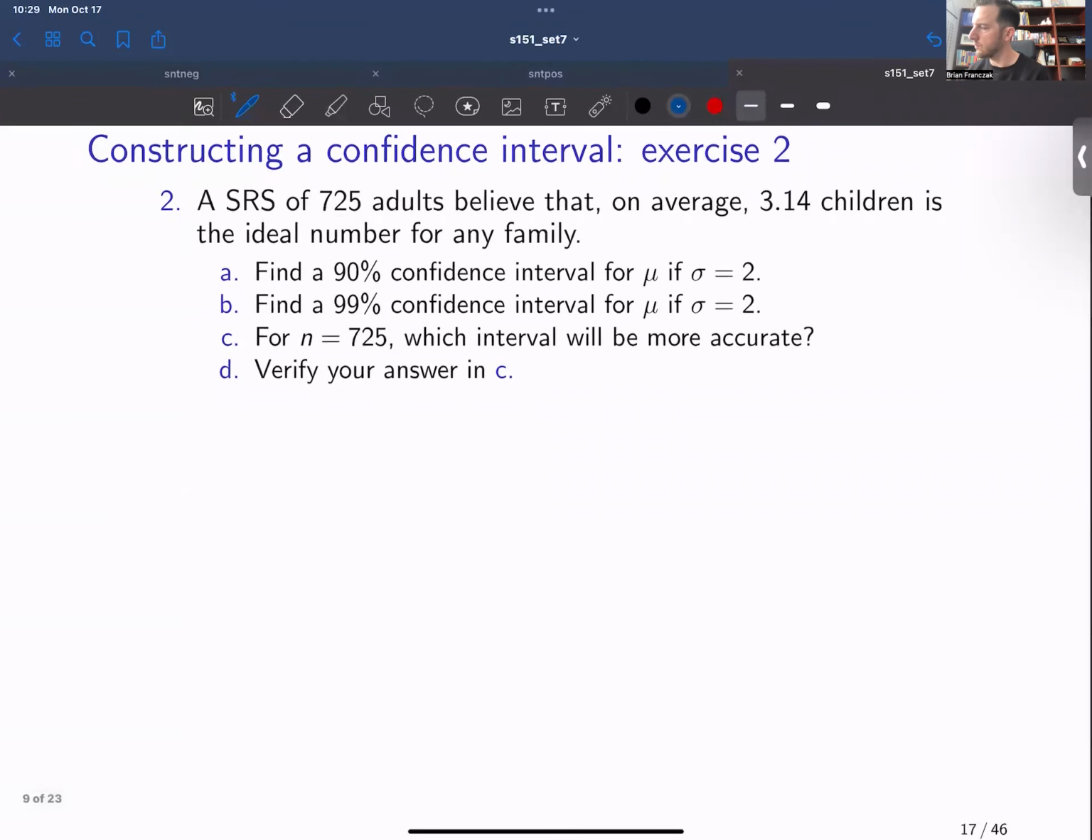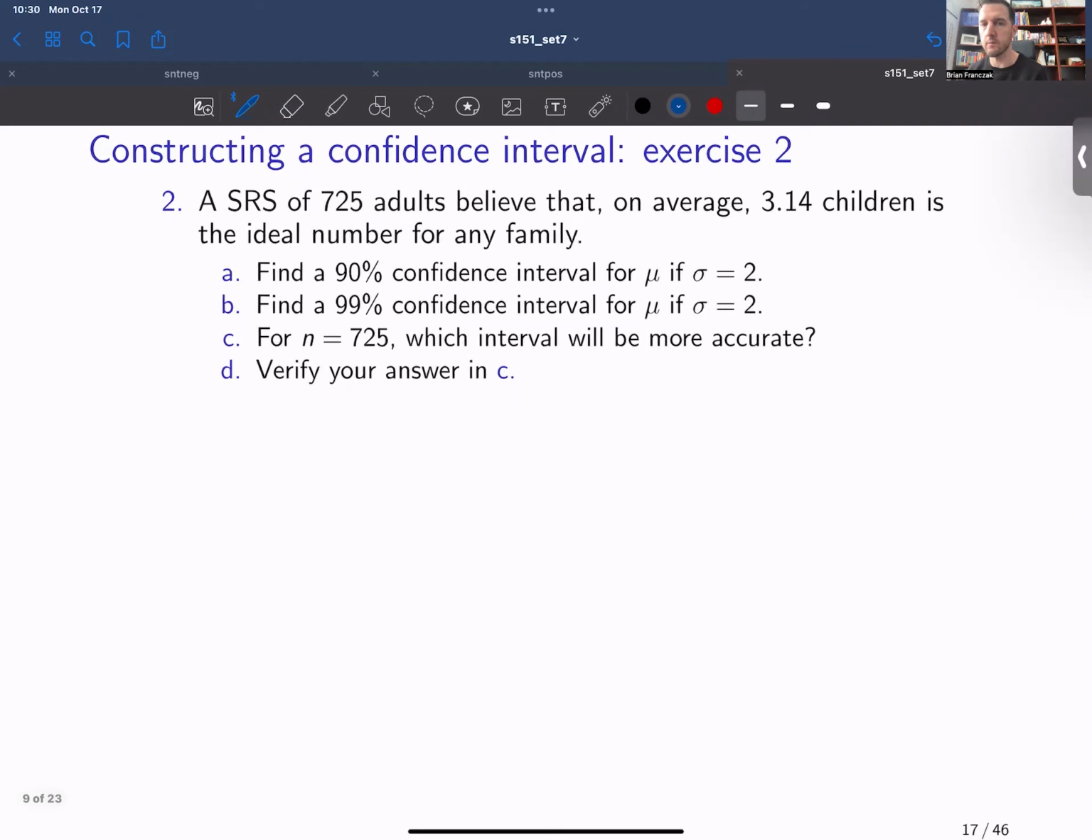In this video, we're going to work through the second exercise on computing confidence intervals that's given on slide 17 of lecture set number 7. At this point, we've seen one example and one exercise that show the construction of a confidence interval when the population standard deviation is known. We're going to continue to work through those types of construction now. You can see in parts A and B that we have sigma equals 2, so that's an indication that we're going to be using a confidence interval based off of a Z-score. All right, so let's get into it.